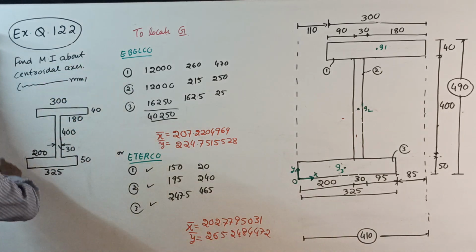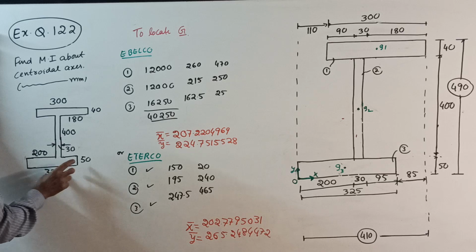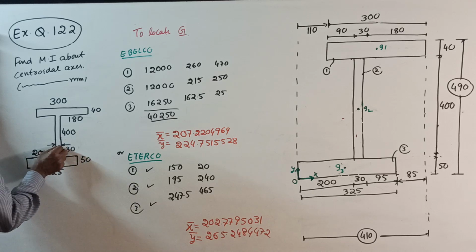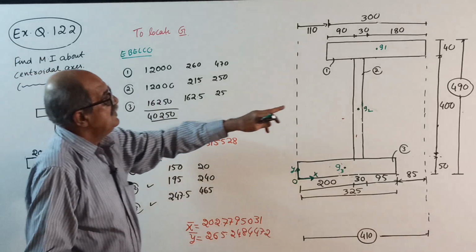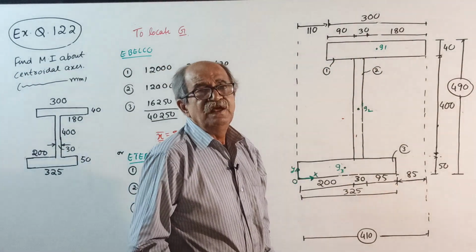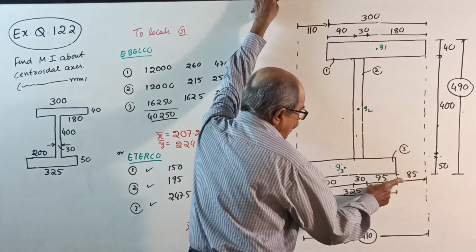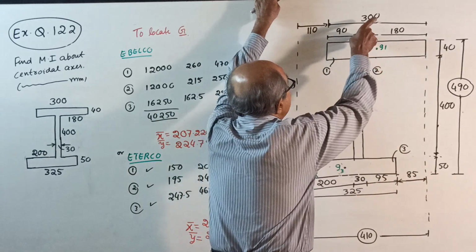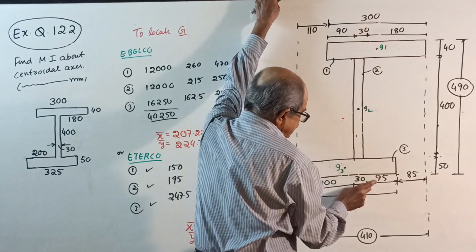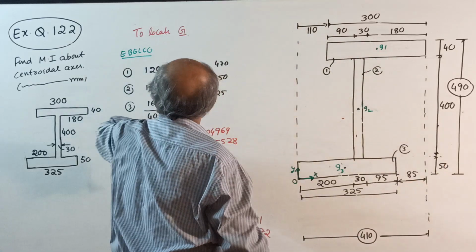See, the question is given: 300, 40, 180 this offset, 325, 50, this is 200, thickness 30. Divide into parts. See how I wrote all the dimensions. I explained the same question earlier. See how I write all dimensions. This 30 is entered here and also here, just to understand. Okay, now everything is over.